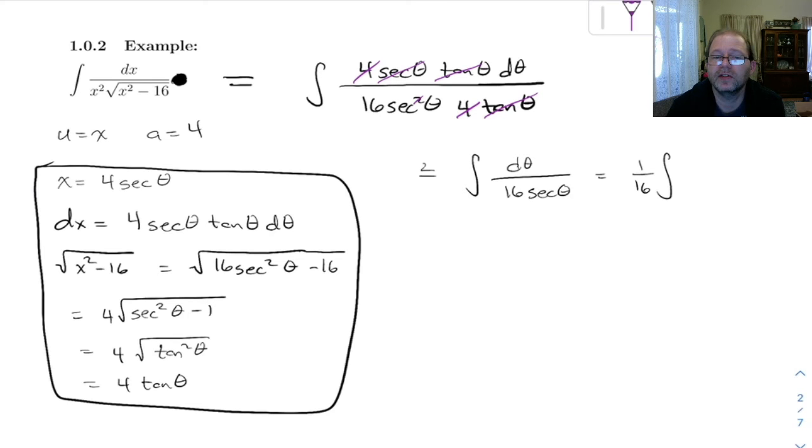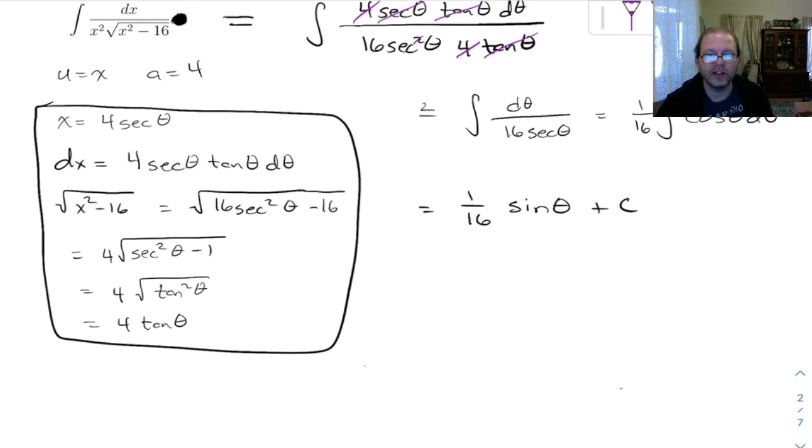secant is on the bottom, so we're dividing by secant. That's the same thing as multiplying by cosine. Maybe I should have made this the first example instead of the other one, because this turns into an integral that's a piece of cake. What do you get when you integrate cosine? You get sine. So you get 1/16 sine theta plus c.